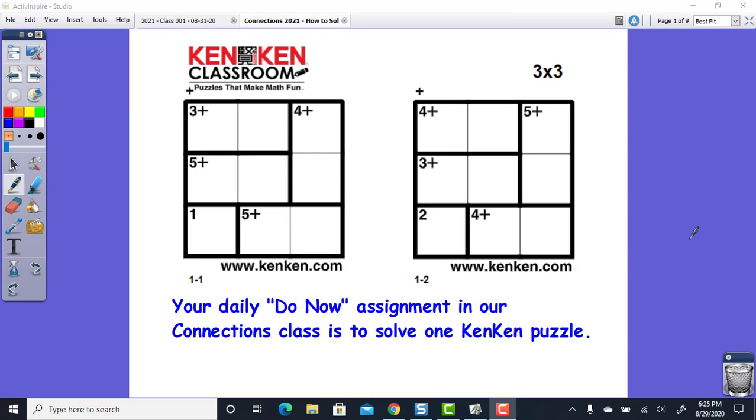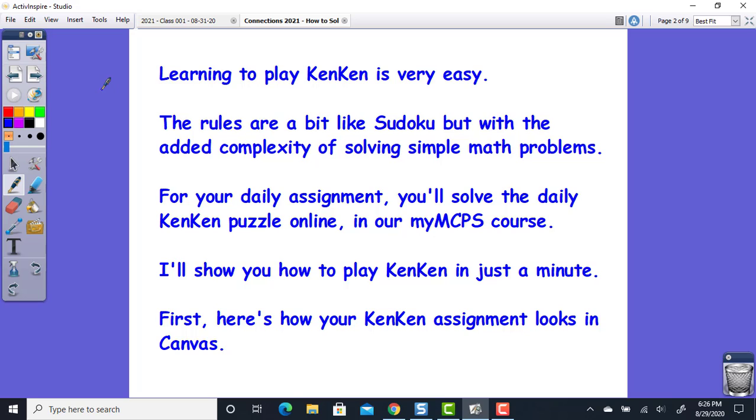Okay, every day when we have class, students' daily do now assignments will be to complete one KenKen puzzle. And all of the KenKen puzzles for our daily do nows will be 3x3s. If students want to do something more complex, they're free to do that. I will have those resources available. So let's get going. Learning to play KenKen is actually very easy. The rules are a bit like Sudoku, but with the added complexity of solving simple math problems.